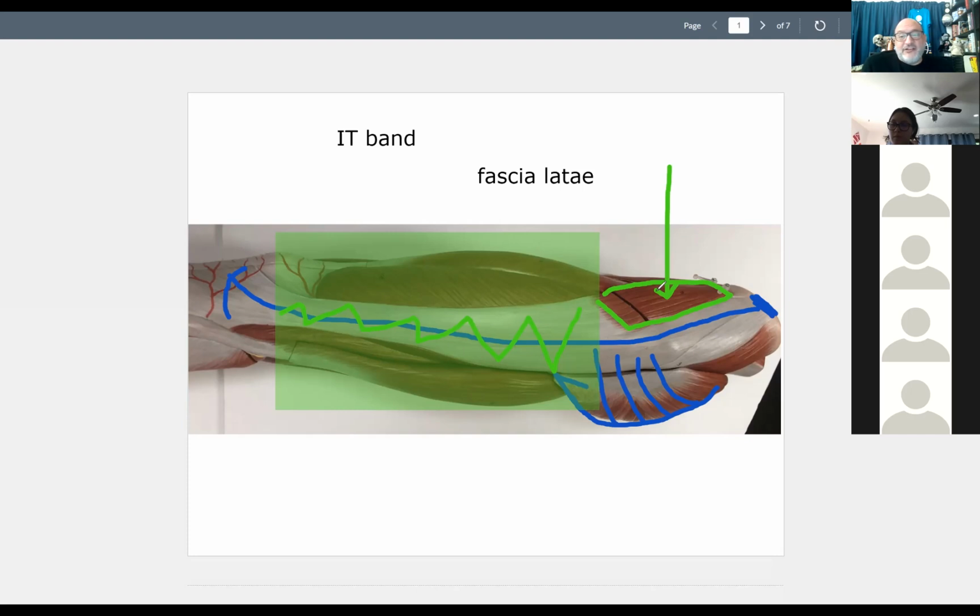The tensor fasciae latae's name tells you what it does. It puts tension in the fascia lata. It pulls on the IT band to form that tension on that pressure cuff that is the fascia lata. Do you have a picture of what the fascia lata actually looks like?